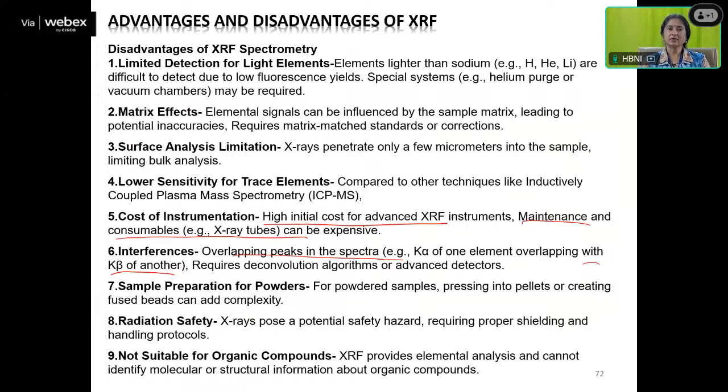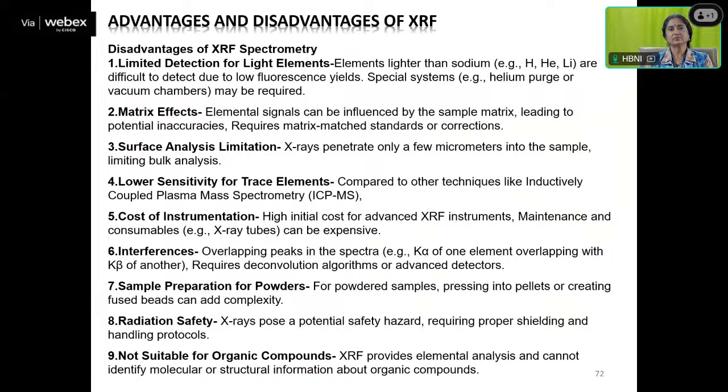Now, sample preparation for powder is difficult. You have to press it into a pellet. Though there are powder sample holders also, if you do it in a pellet form, then it is good. Or you can form some fused beads. Fusion machines are there also. You subject your sample to very high temperature and pour it into some cast so that it will form a bead. A round circular bead will be formed, which can then be directly put into your instrument.